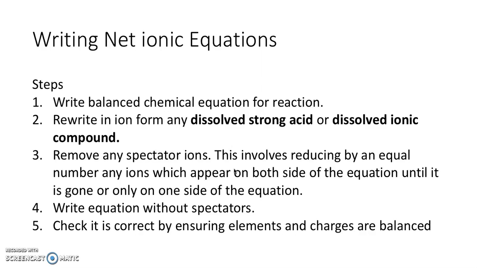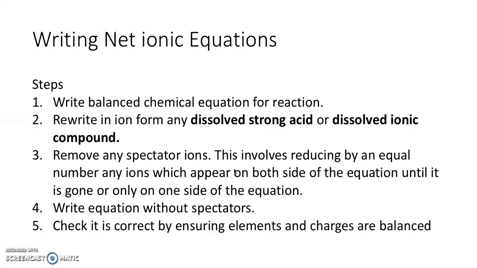The second step is to rewrite in ion form any dissolved strong acids or dissolved ionic compounds. So the strong acids are hydrochloric acid, sulfuric acid, and nitric acid, and the ionic compounds are anything that has an ionic formula, so a metal and a nonmetal. They have to be dissolved, so you can identify them being dissolved by having the aqueous sign after them in the chemical equation.